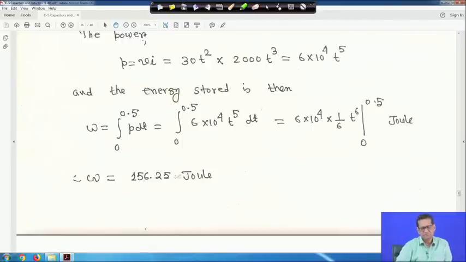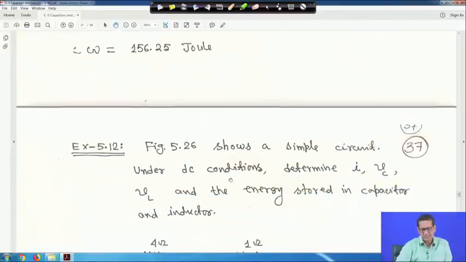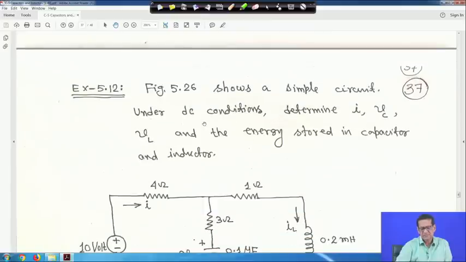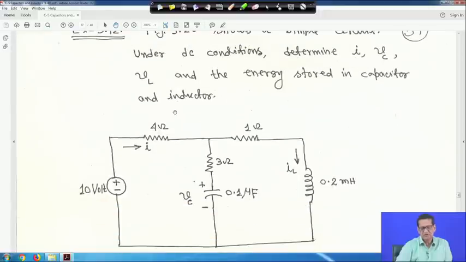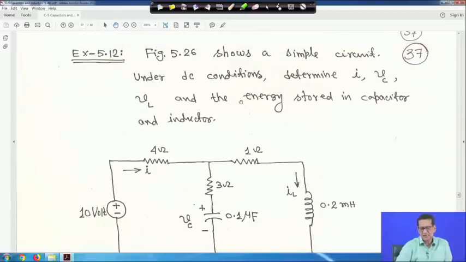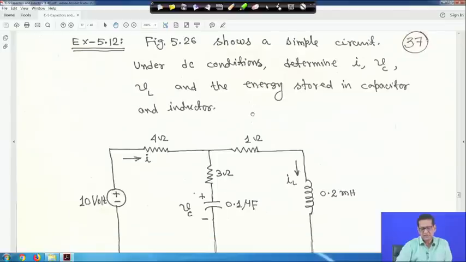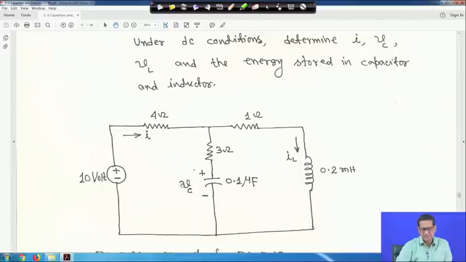A simple example. Now, another one: figure 26 shows a simple circuit under DC conditions. Determine I, Vc, Vl and the energy stored in the capacitor. A simple circuit is given, and you have to find I, Vc, Vl under DC condition, and the energy stored in the capacitor and inductor. This we have to find out.